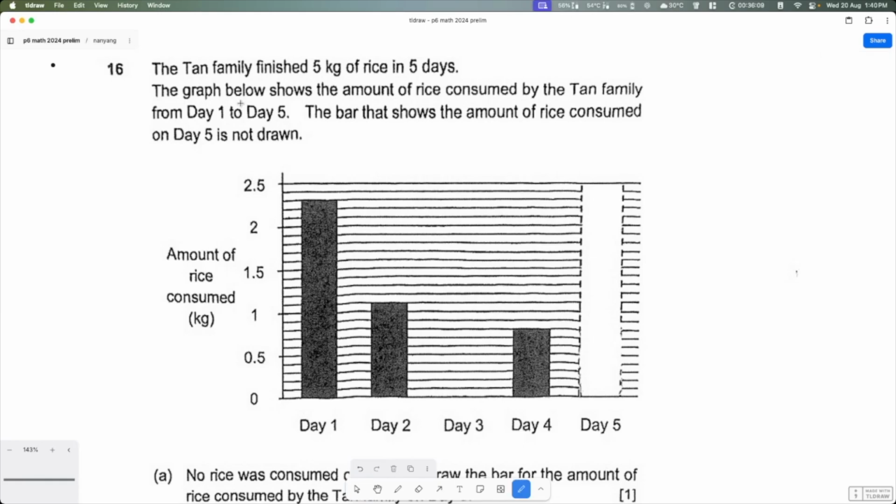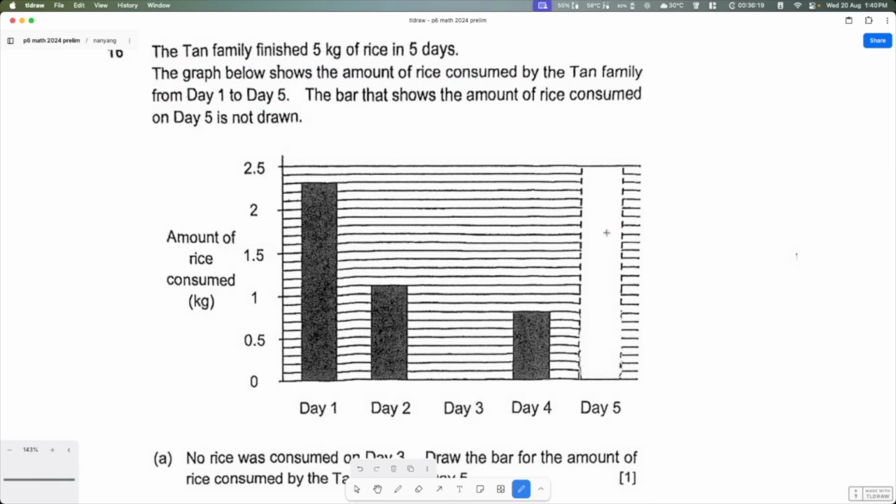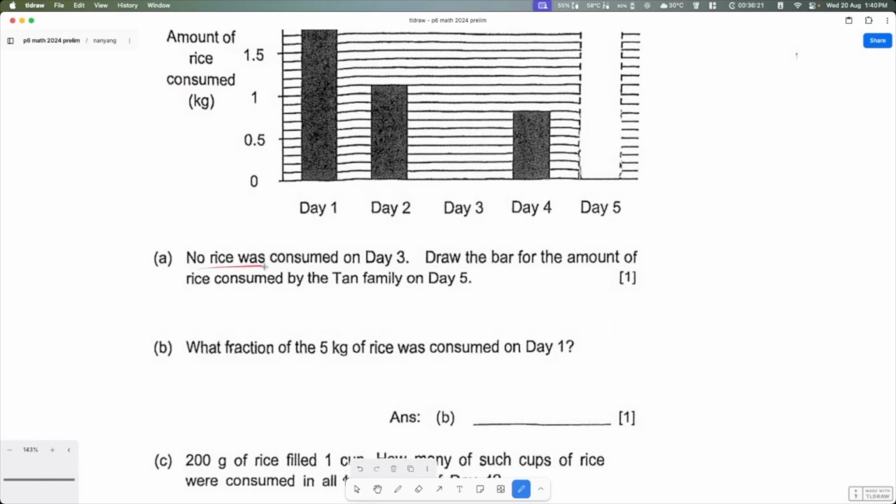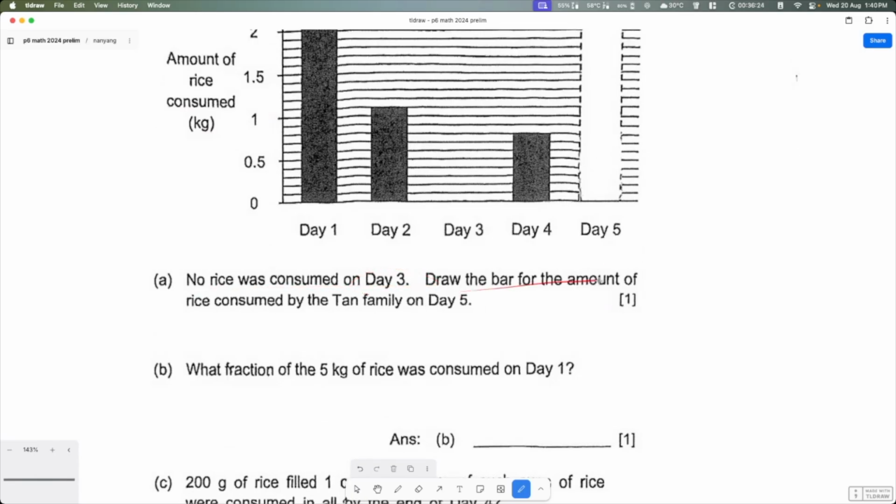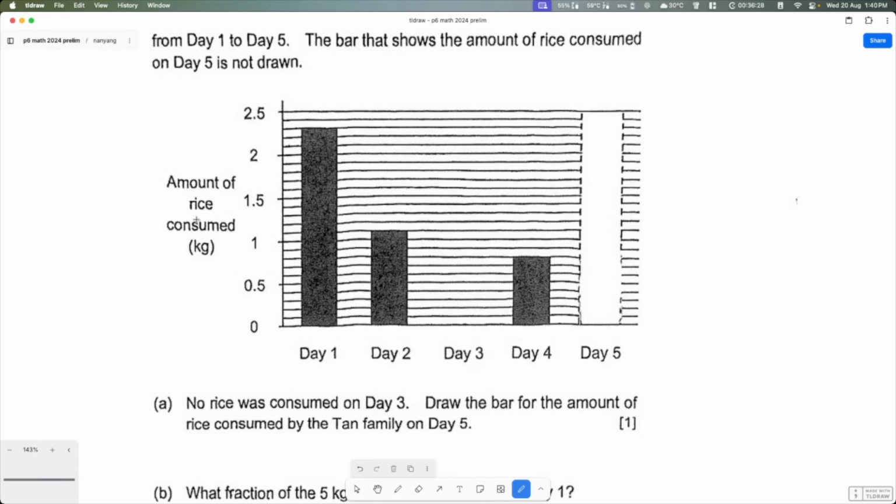Question 16 says the Tan family finished 5 kg of rice in 5 days. The graph below shows the amount of rice consumed by the Tan family from day 1 to day 5. Day 5 is not drawn at all. No rice was consumed on day 3. Draw the bar for the amount of rice consumed by the Tan family on day 5.